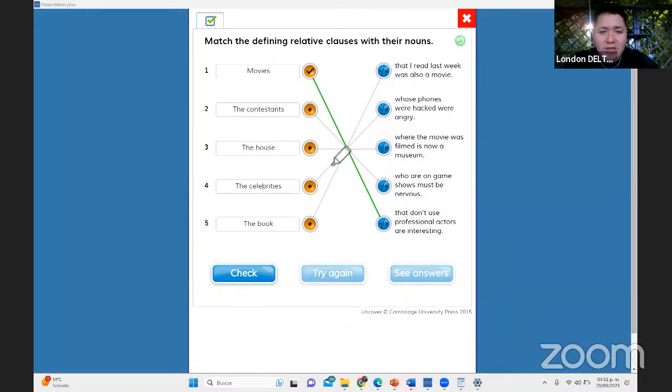So remember that we have two types of relative clauses. This is the topic, okay? Relative clauses. We have defining. Defining means the information is necessary.